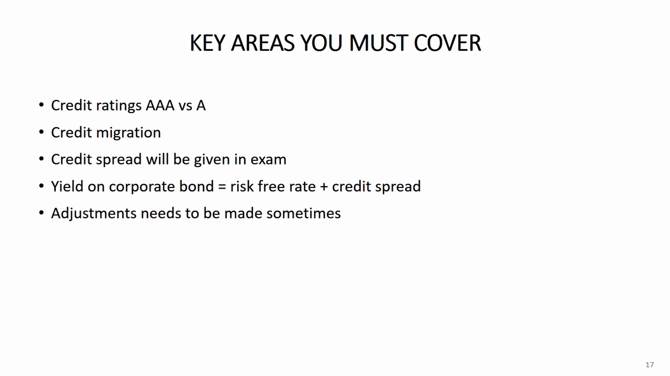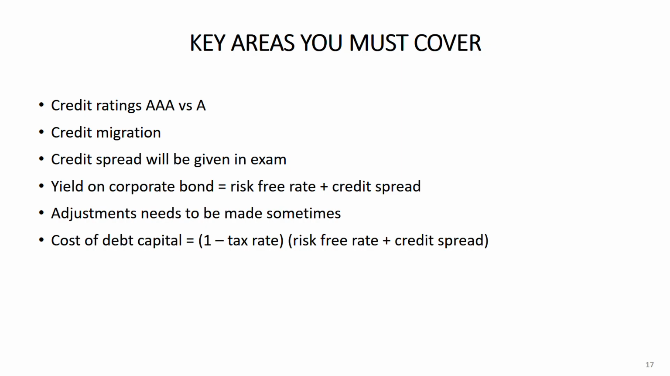Next, adjustments need to be made sometimes. Let me tell you when you have to make these adjustments. Let's say in the table you have to find a credit spread for a 15-year bond, but for the 15-year bond you are not given any credit ratings. Let's say it's given for 1, 2, 3, 5, 7 and 10 and then 30, but 15 years is not given. That time you have to make some adjustments. So make sure that you know how to make that adjustment. On page 229, example 2, just check the solution for how they have adjusted.